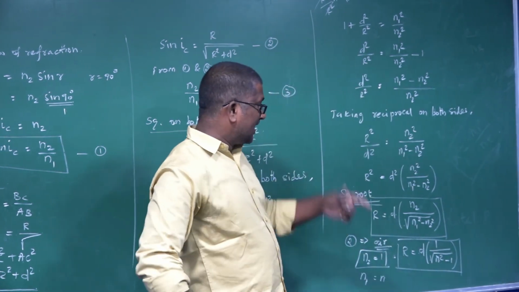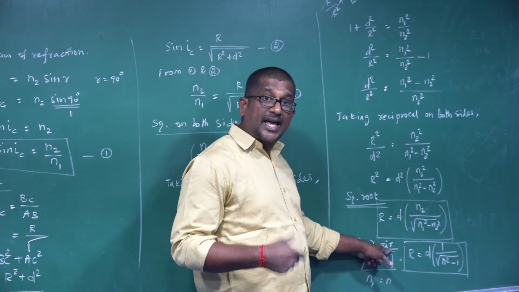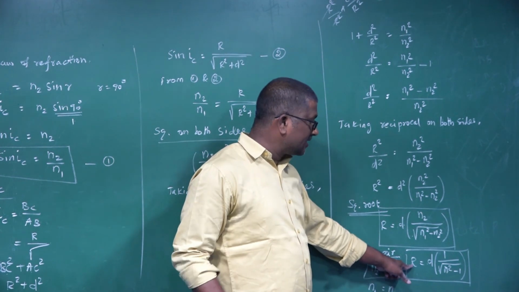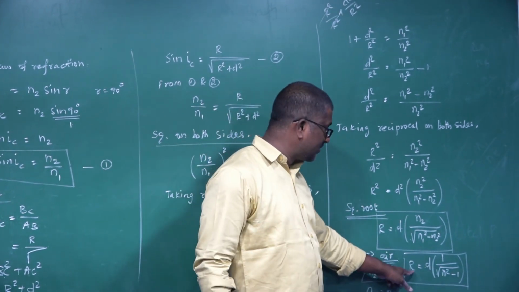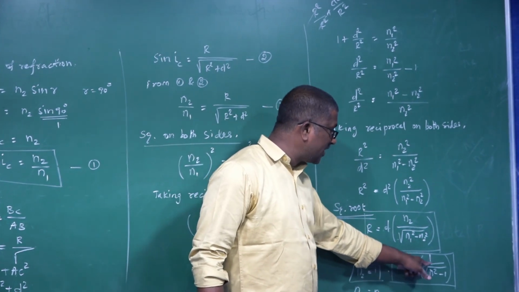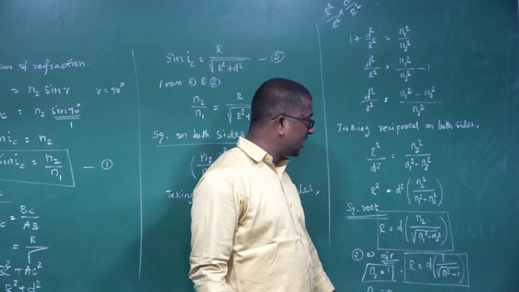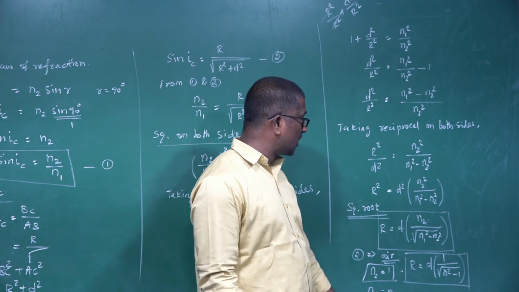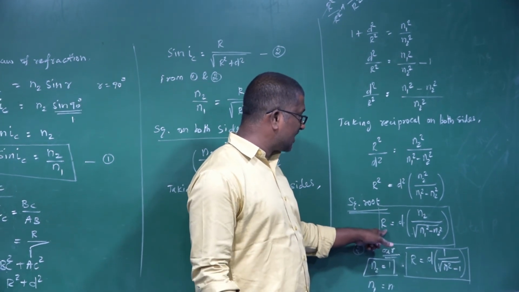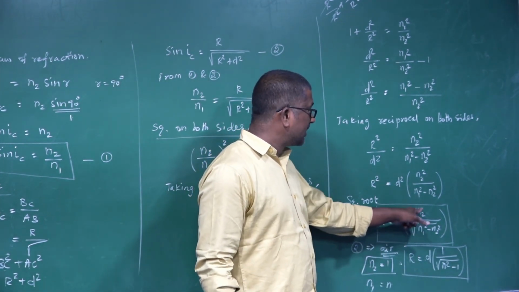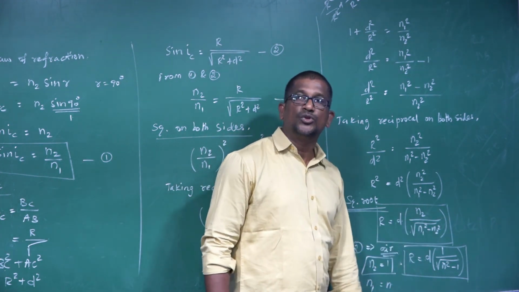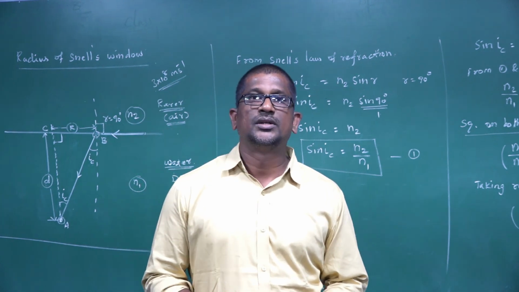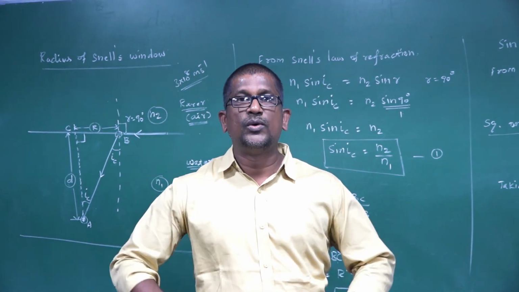If the rarer medium is air, then the radius of Snell's window, or the radius of illumination, is given by r is equal to d divided by square root of n square minus 1. Otherwise, the radius of Snell's window is r equal to d times n2 divided by square root of n1 square minus n2 square. My dear students, Snell's window topic is over.